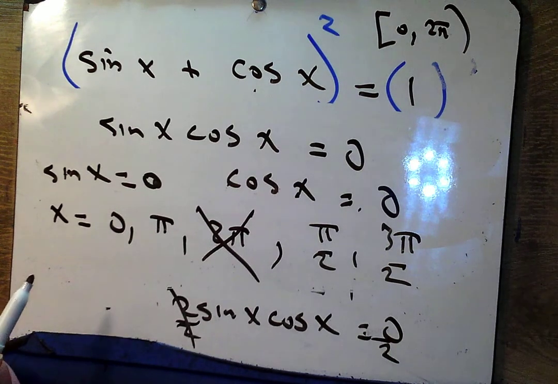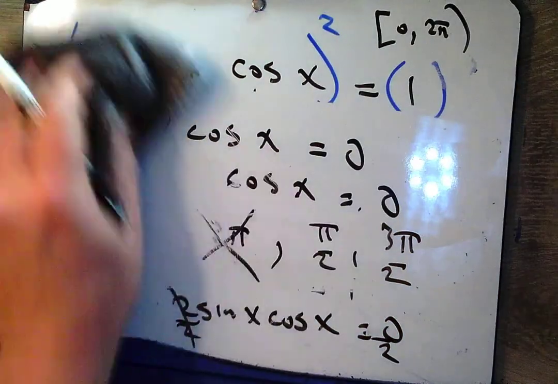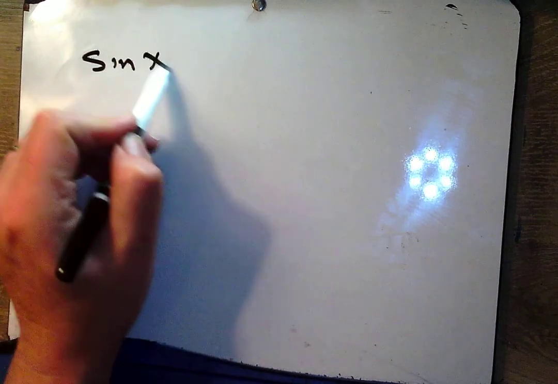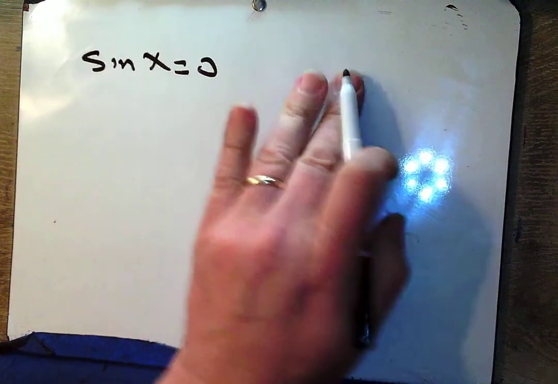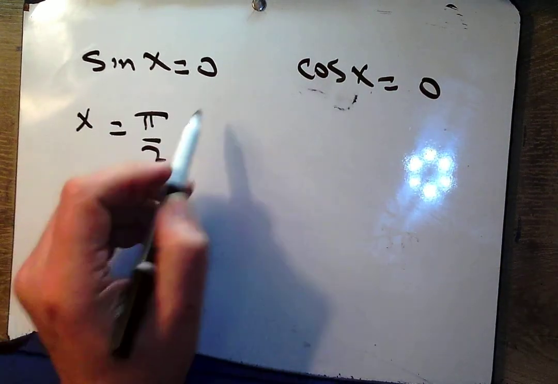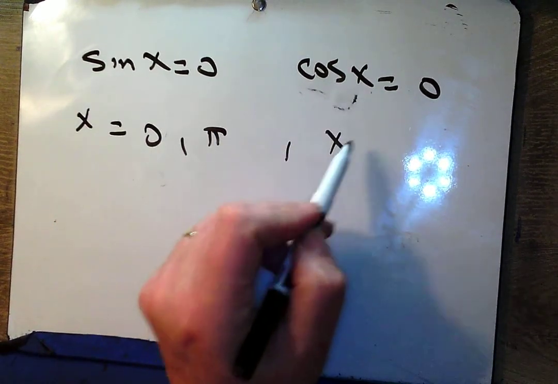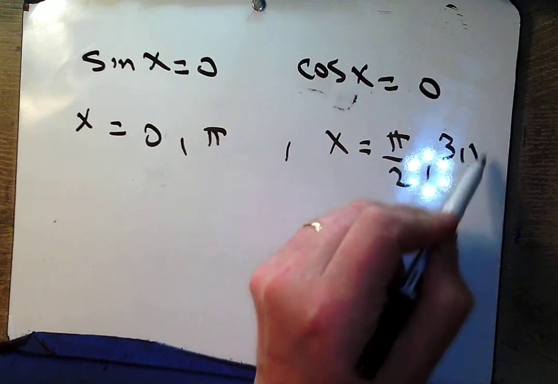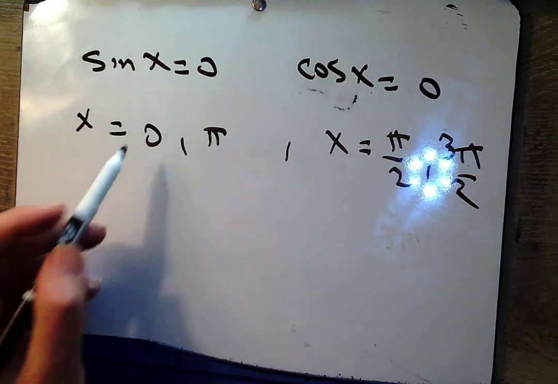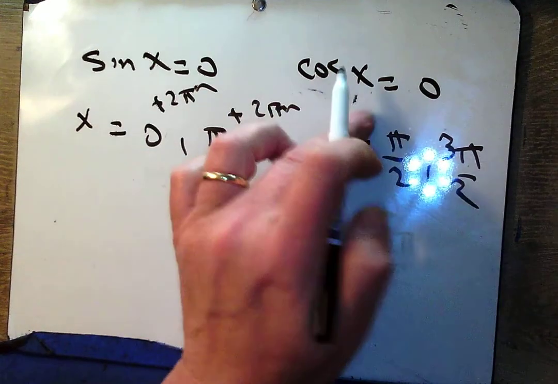Gotcha. Okay. All right. So why don't you do one similar to this? How about this one? Oh, should we do all solutions first? Yeah, let's, while we have that, we had sine equal to 0 and cosine equal to 0, and so we had x equals pi over 2. No, 0 and pi. And over here we had x equals pi over 2 and 3 pi over 2. And if we wanted all solutions, yes, you could slap on the plus 2 pi m.